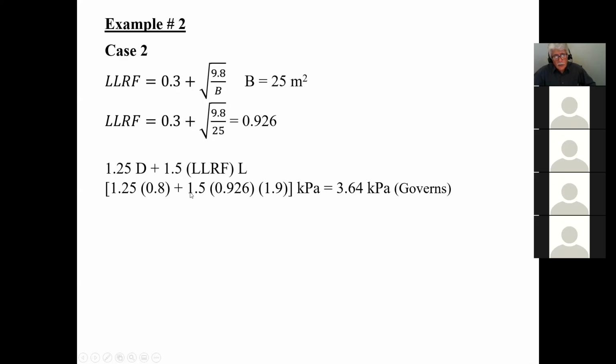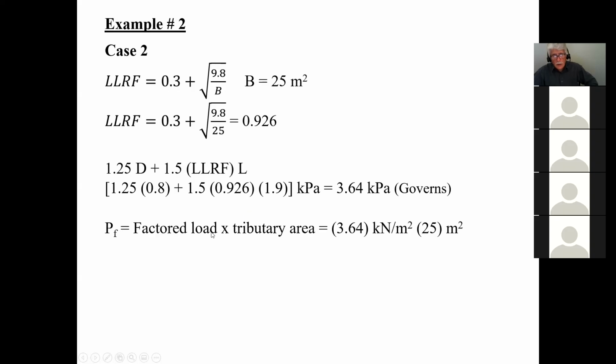It's a live load reduction factor. So I put my values in, and I come down to 3.64 kPa. Now, if I wouldn't have put this in, of course, it would be slightly higher, okay? So that's how the live load reduction factor works. It only applies to the live load, and the live load factors don't change. It's just a live load reduction factor that you incorporate in this load combination. Now, of course, factored load times tributary area gives you your PF value. I have a PF value of 91 kilonewtons, and I had an L of 2.2, I believe.